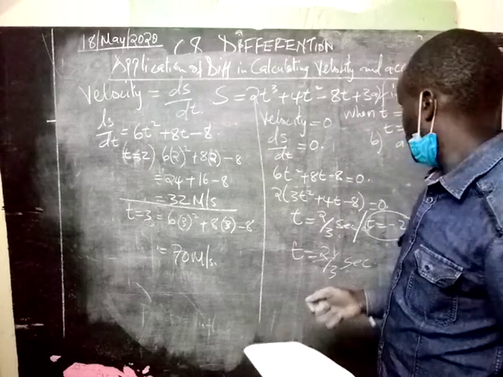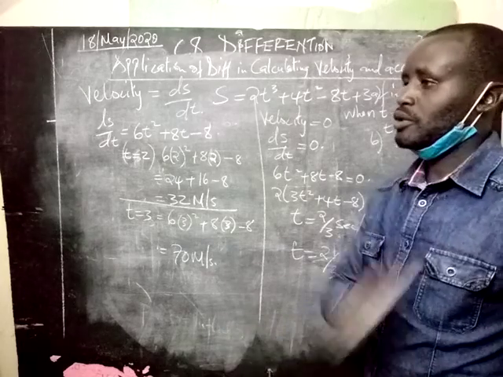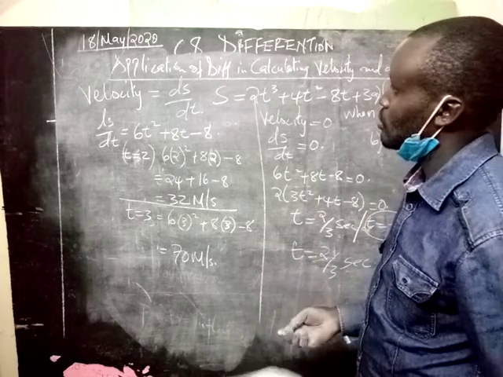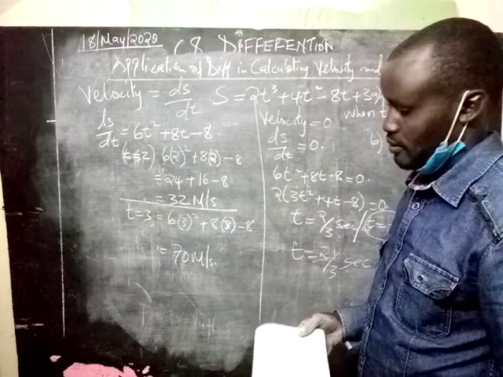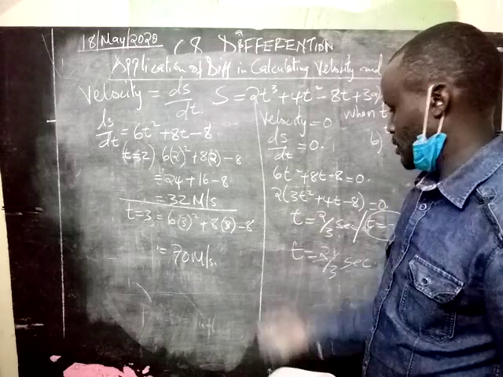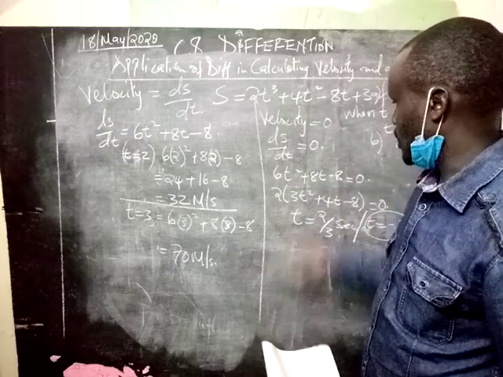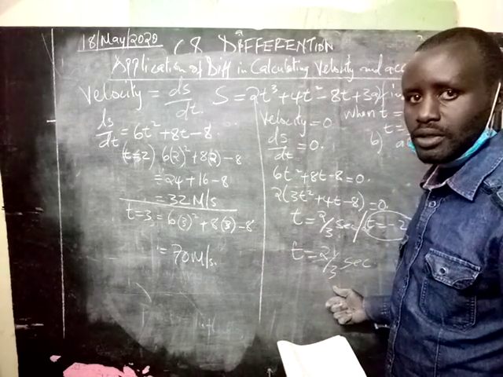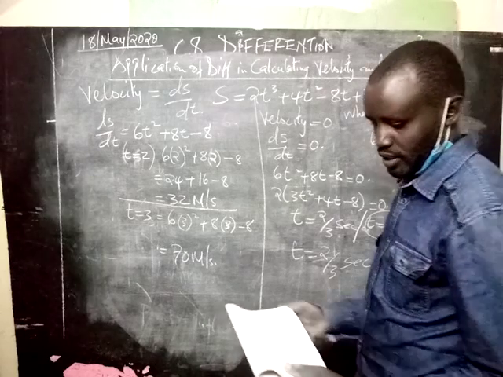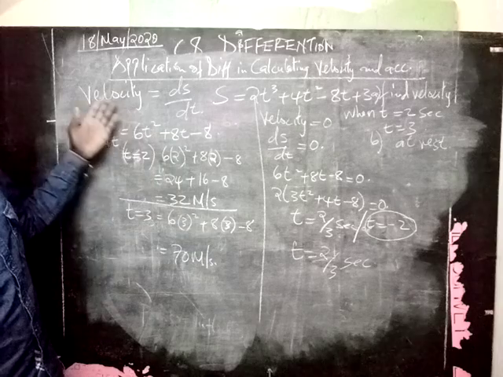Two thirds of a second is the time of rest of this particle. When you throw that particle, there's a distance it is going to move. There's a time it is going to take for it to come to a total rest. And when you have total rest, it means velocity is 0. And this is how you find the instant at which the particle will come to rest. That is on velocity.